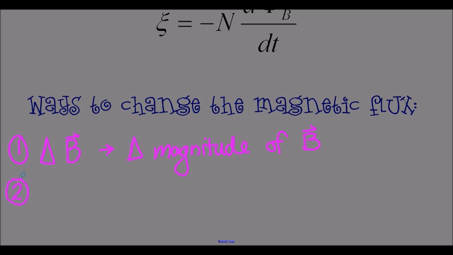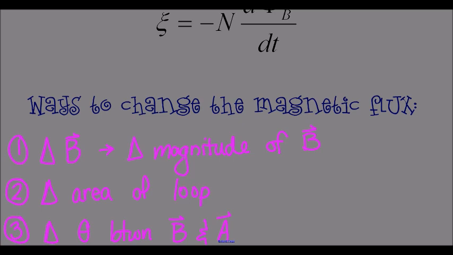Another way to change the flux would be to change the area of the loop, making it bigger or smaller. And the third way to change the flux would be to change the angle between your magnetic field and your area vector. This is done commonly in motors and generators.